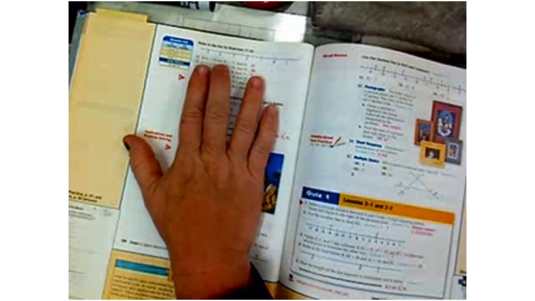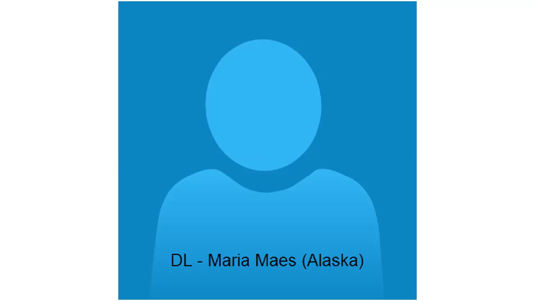Maze wants to give it a try. Maze, can you help him out? Okay, RS plus SV equals RV. Excellent. RS plus SV equals RV.